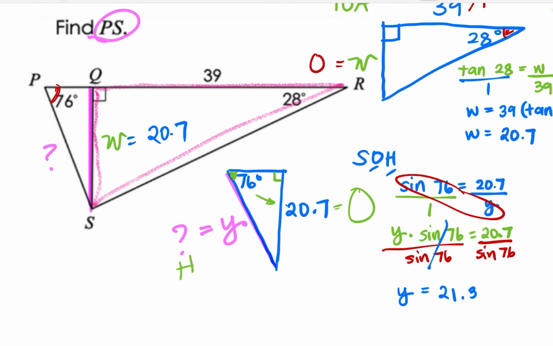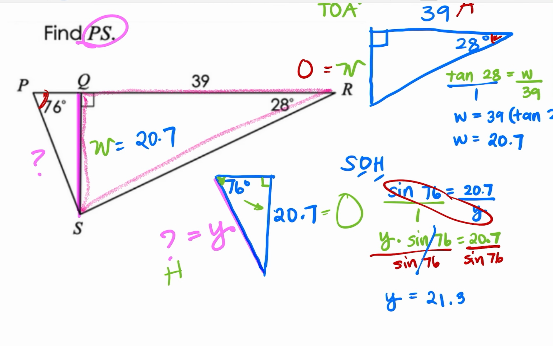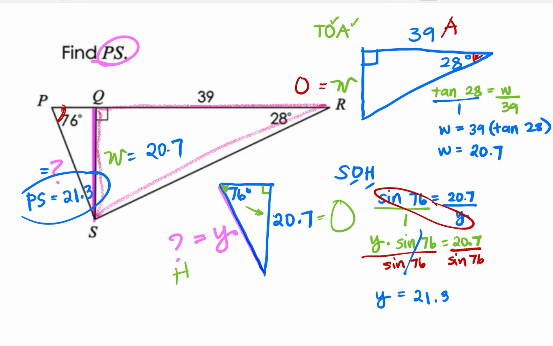Therefore, PS, which is the unknown, is equal to 21.3. All right, there's that whole problem.